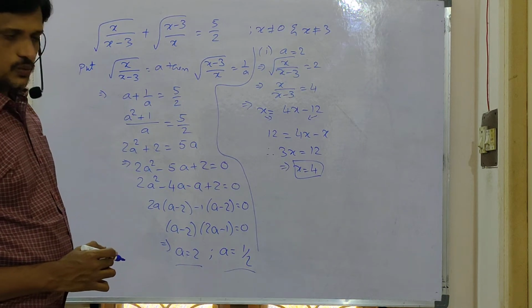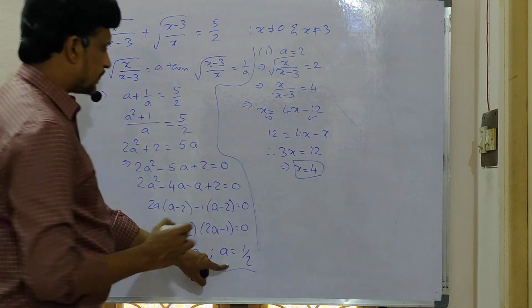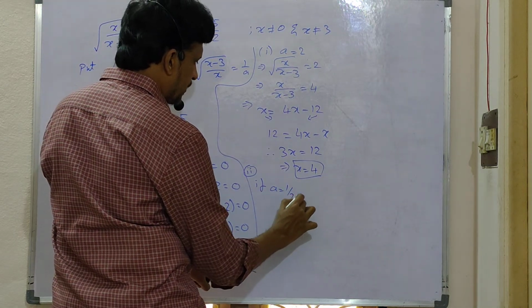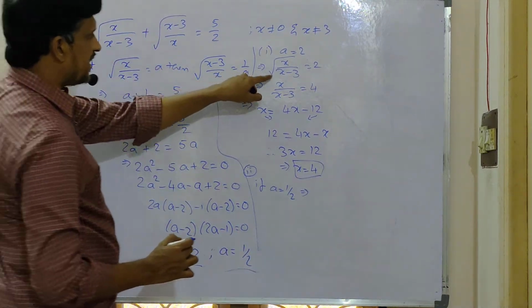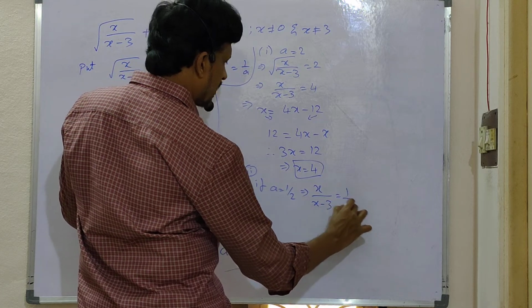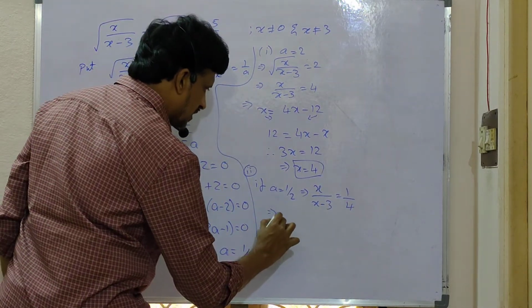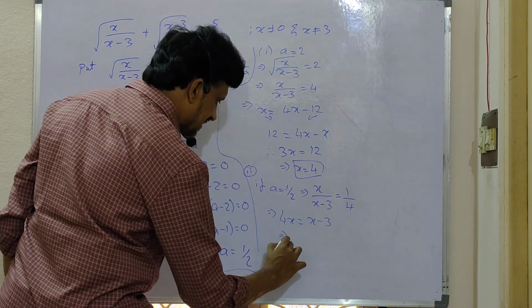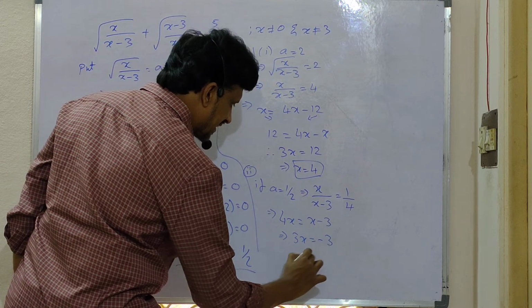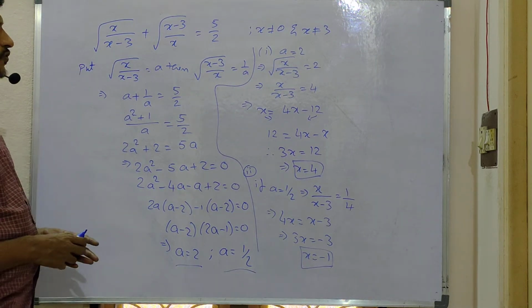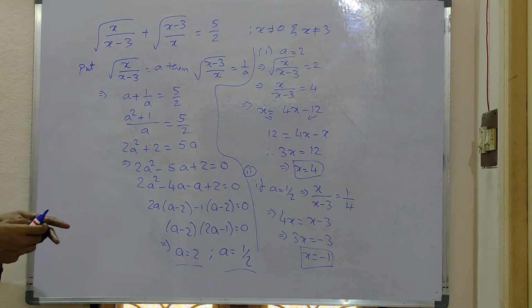This is for a is equal to 2. The other value of a is 1 by 2. If a is equal to 1 by 2, that means root of x by x minus 3 is a. Apply the whole square on either side again. x by x minus 3 is equal to 1 by 2 whole square, which will be 1 by 4. Cross multiplication gives 4x is equal to x minus 3, which gives 4x minus x, that is 3x, is equal to minus 3, which gives x is equal to minus 1. So here you are getting two values for x, where the first one is x is equal to 4 and the second one is x is equal to minus 1.